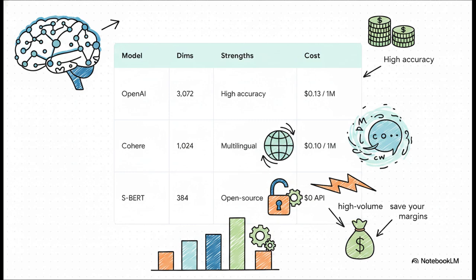Cohere is fantastic if your product needs strong multilingual support. But take a close look at Sentence Transformers. It's an open-source 384-dimensional model. Sure, the accuracy drops slightly, but inference latency is a lightning-fast 8 milliseconds on a standard CPU, and you pay zero API costs. For high-volume, massive-scale apps, choosing a self-hosted model like that is exactly how you save your margins.